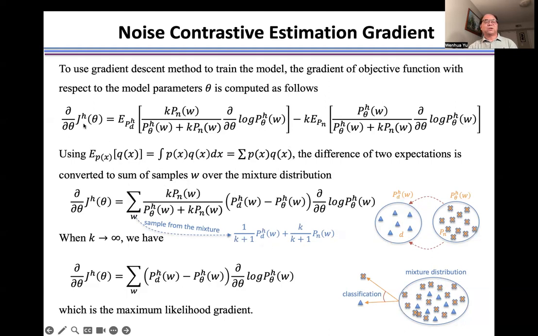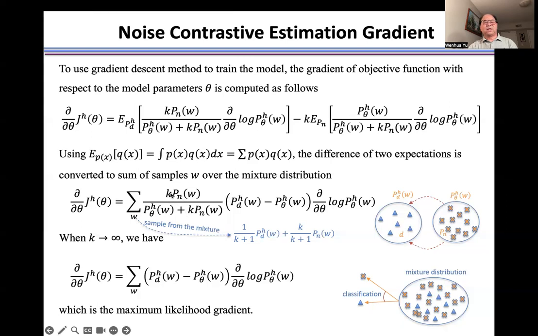The difference between these two gradients is that when we use this gradient to train the model, we need to calculate the expectation of this value over PD and over Pn. However, if we use this as the gradient to train the model, we only need to sample W over the mixture distribution until we reach convergence.